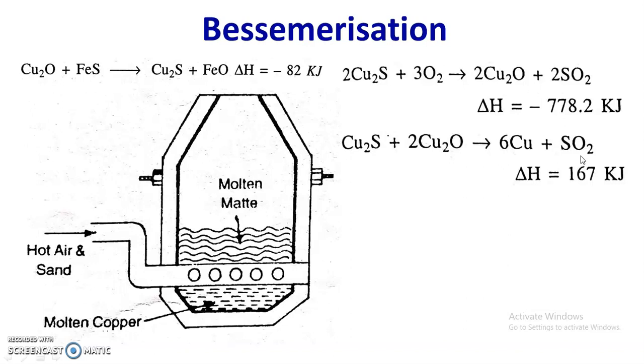When the flame issuing from the converter appears green, it is an indication that the self-reduction of cuprous sulfide is over. When the flame in this Bessemer converter appears green, that is the indication of completion of the reduction process. The air blast is then stopped and the molten copper is poured into the molds.